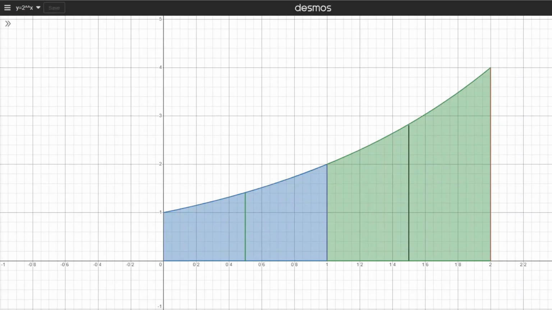So now let's take a look at the graph of y equals 2 to the power of x in Desmos. As you can see, it has an interval from 0 to 2, and I've created 4 strips, or 2 pairs of 2. Each of the strips has a width of 0.5, and we'll see how we get that value when we go back to the whiteboard.